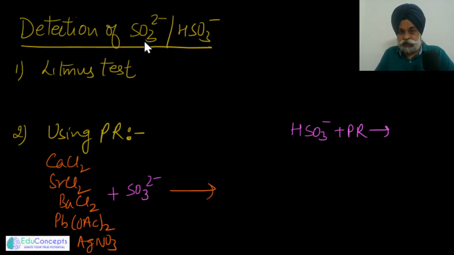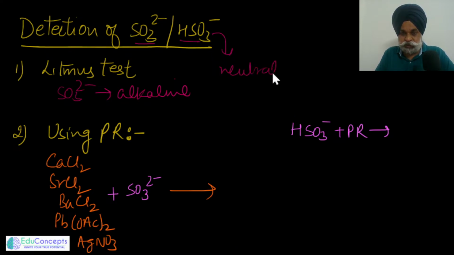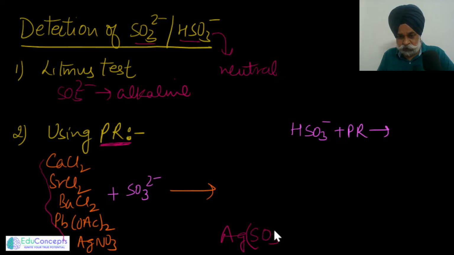So, sulfite and bisulfite. Out of these, sulfite is more alkaline. It would turn litmus paper blue because it is alkaline, and bisulfite is almost neutral because it is not so basic. Again, you are supposed to use the precipitating reagent. Any of these precipitating reagents can be used. Among these, silver nitrate precipitation is the most important one. We will be analyzing this in length.